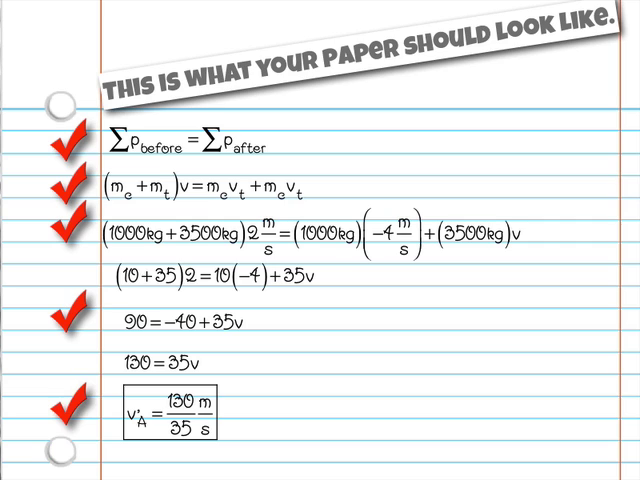So I have it as a fraction. It's okay to have it as a decimal, but in this case I just have a fraction of 130 over 35 meters per second.